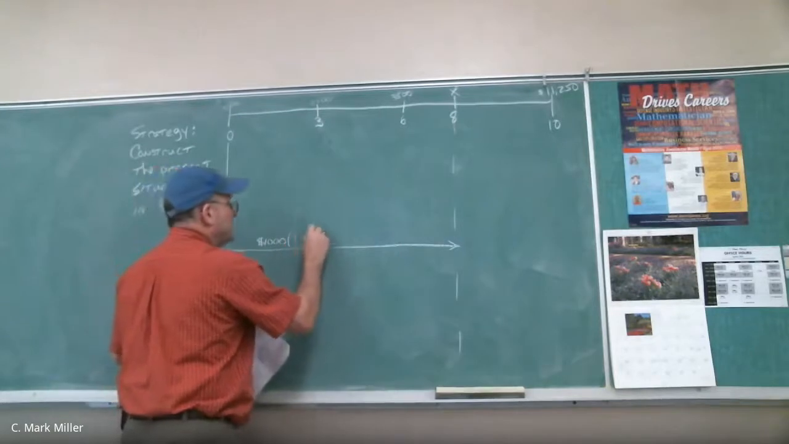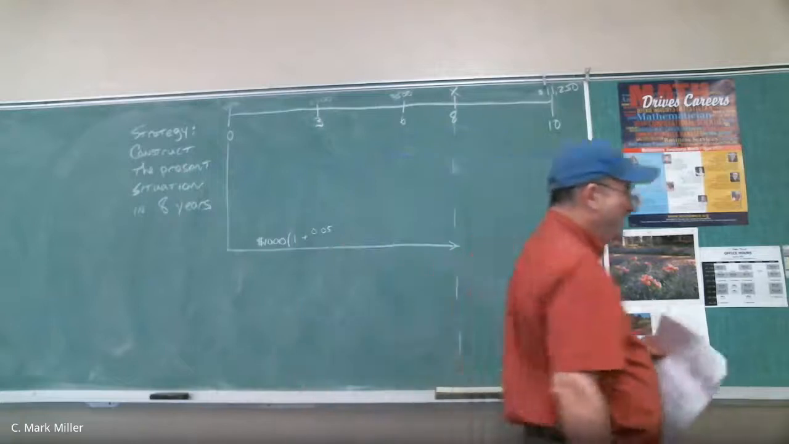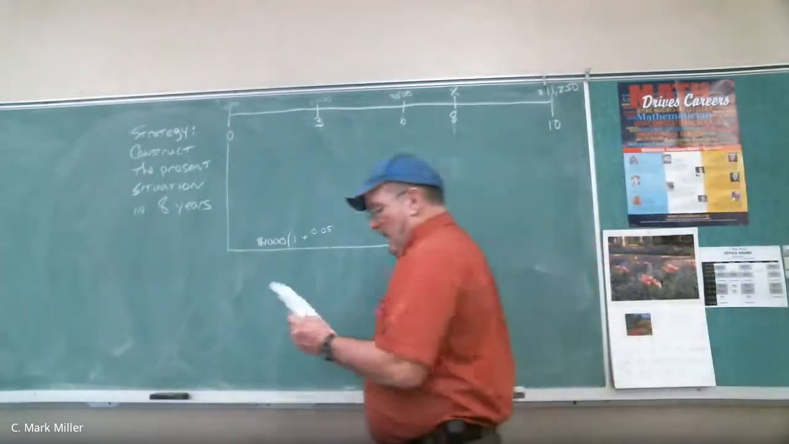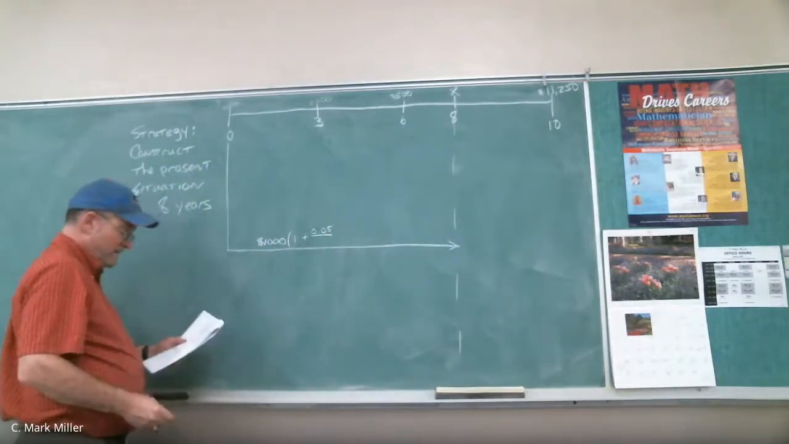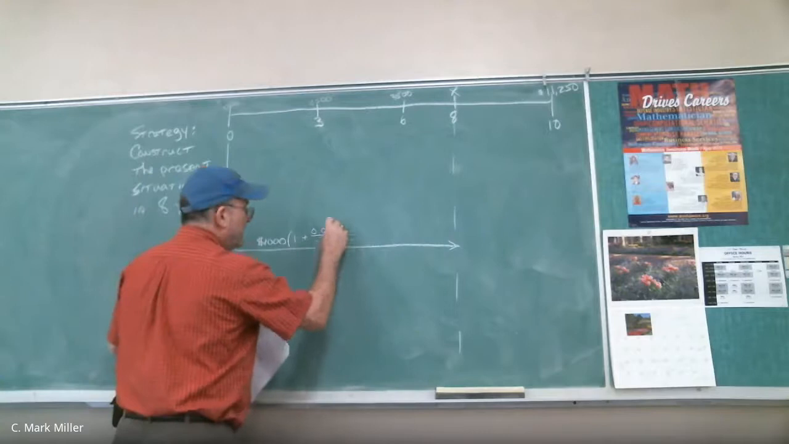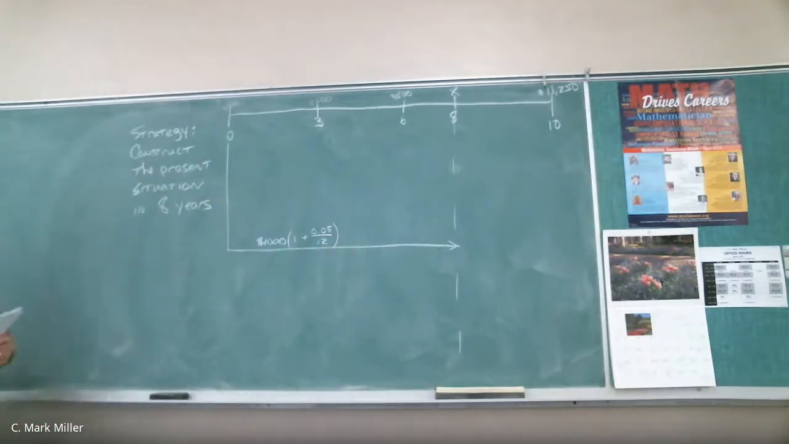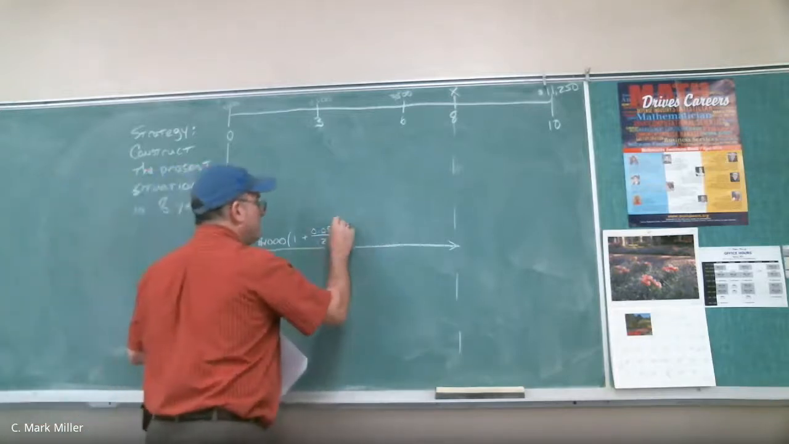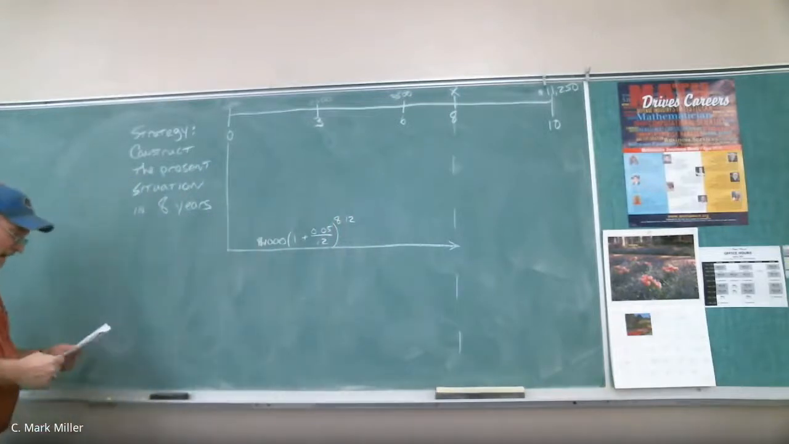$1,000 times (1 plus 0.05 divided by 12), and that's the periodic interest rate. How many periods are there? 8 times 12, right? And I don't know how much that comes to, just keep that in mind, okay?